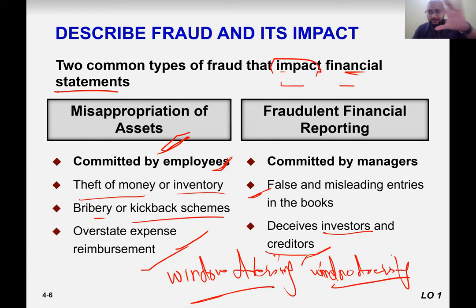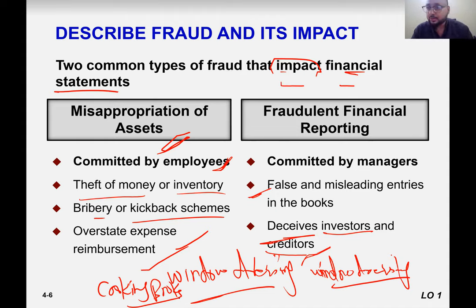Similarly, they publish these financial statements to impress the investors, those who want to purchase the shares of this company, or those who want to supply material on credit or money, or banks who want to provide loans to you. So they cook the books, also called cooking the books, which means they window dress all the statements so they look very good on paper.